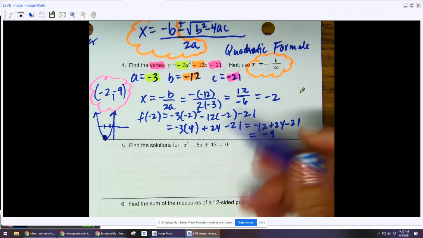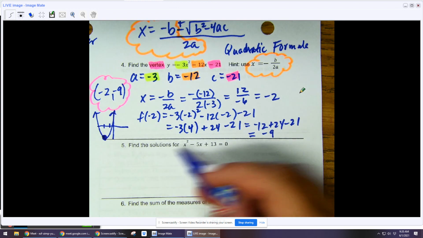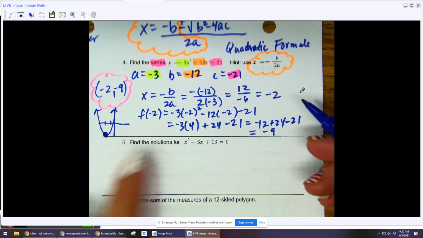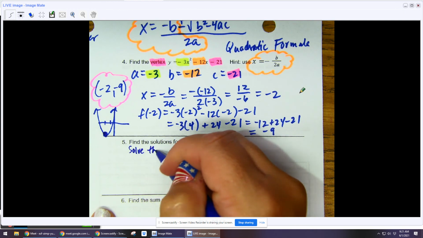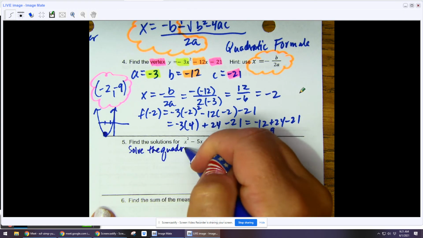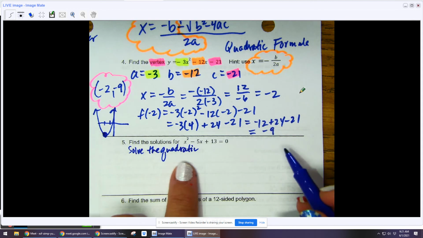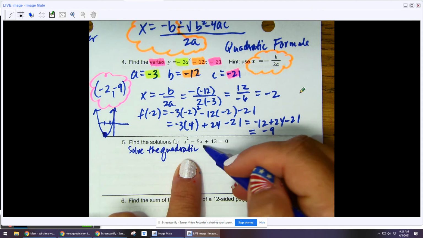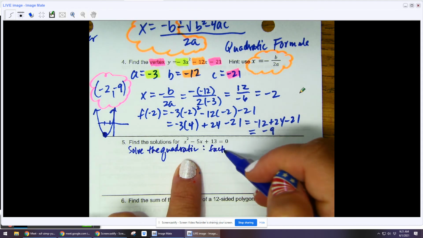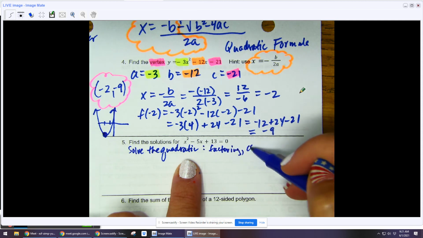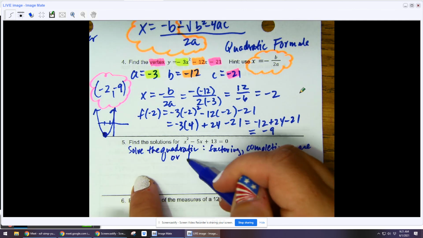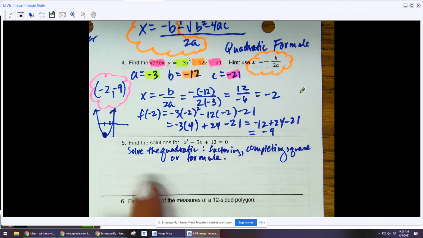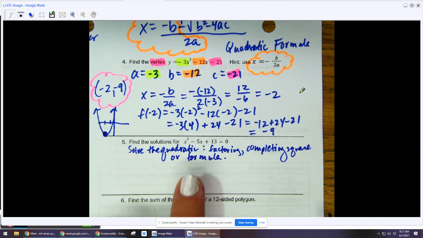So step 1, I've got 3 choices for solving a quadratic. By the way, if it says find the solutions, it means to solve the quadratic. And I've got 3 methods for this. I can solve by factoring, I can solve by completing the square, or I can solve by formula. So which one works every time?